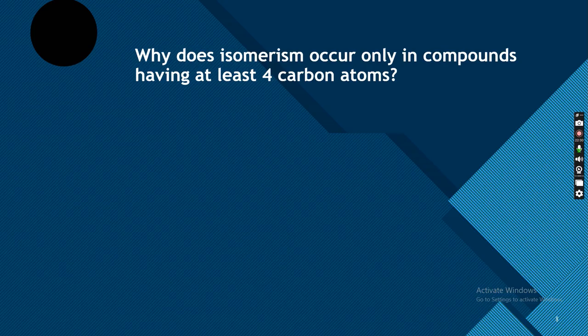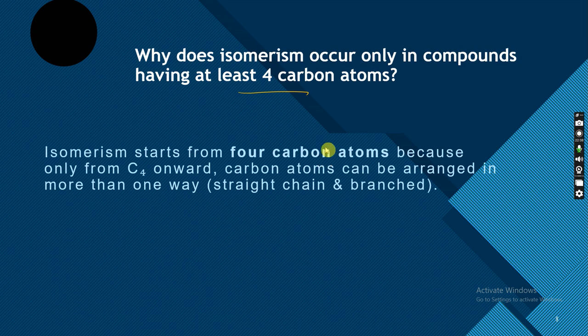Now, why does isomerism occur only in compounds having at least 4 carbon atoms? We have already said, because if it is less than 4 there will be no structural arrangement. Isomerism starts from 4 carbon atoms because only from carbon 4 onwards can carbon atoms be arranged in more than one way. Either it can be a straight chain, or it can be branched. So it can either be straight or branched, and this is possible only when the number of carbon atoms is 4 or more, not less than 4.